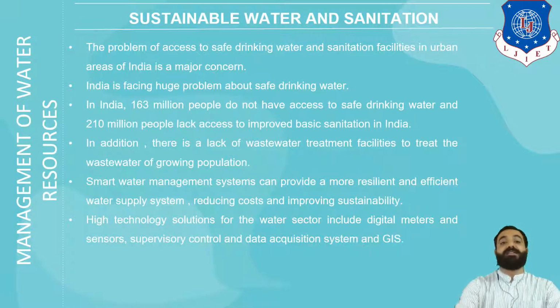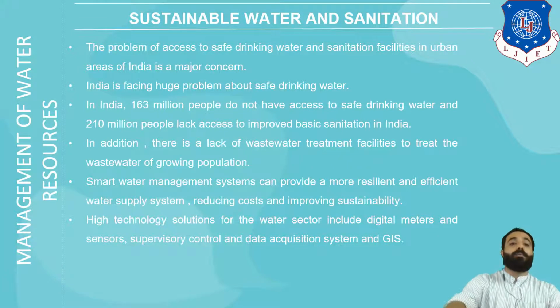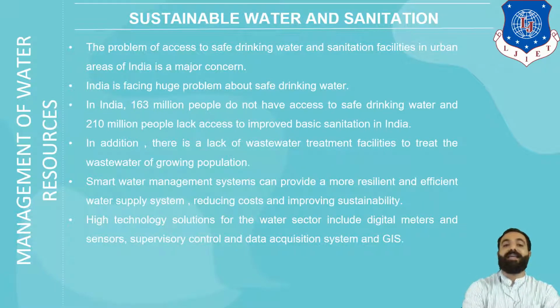The next main topic is sustainable water and sanitation. Clear? In this topic we discuss sanitation and sustainable water. The problem of access to safe drinking water and sanitation facilities in urban areas of India is a major concern. We know that not all water is potable. This is one of the biggest concerns in our world. India is facing a huge problem with safe drinking water: 163 million people do not have access to safe drinking water, and 210 million people lack access to improved basic sanitation in India. This is a problem occurring right now in India.